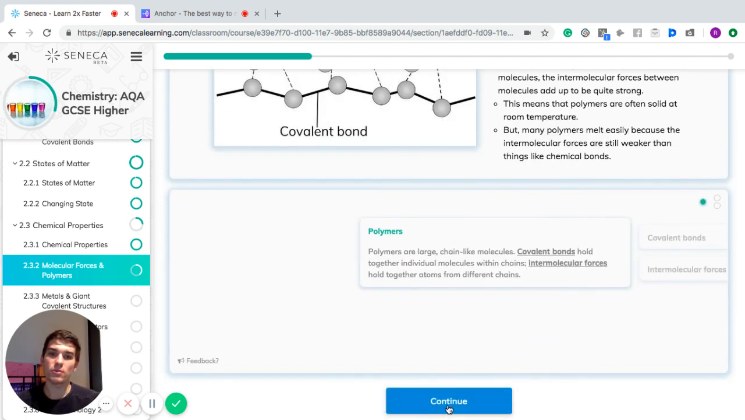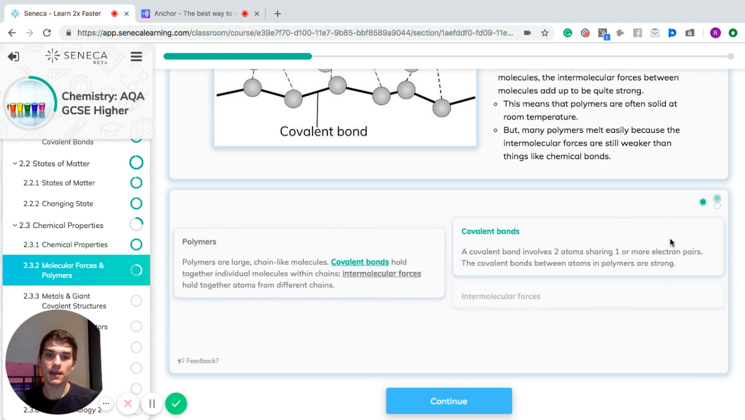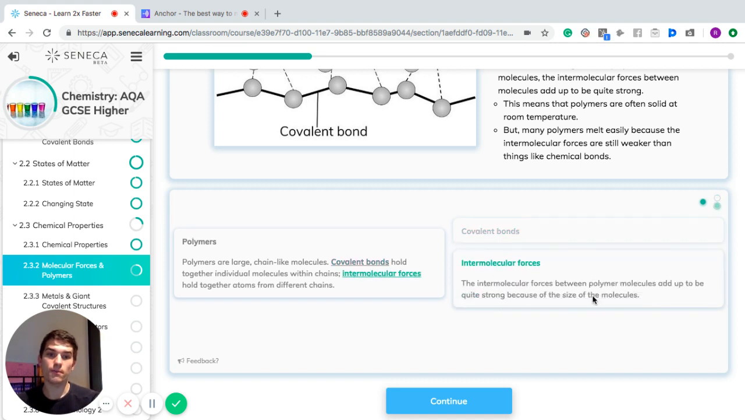So to recap, polymers are large chain-like molecules, and covalent bonds hold together individual molecules within chains. Intermolecular forces hold together atoms from different chains. A covalent bond involves two atoms sharing one or more electron pairs, and the covalent bonds between the atoms in polymers are strong. Intermolecular forces between polymer molecules add up to be quite strong purely because of the large size of the molecules.